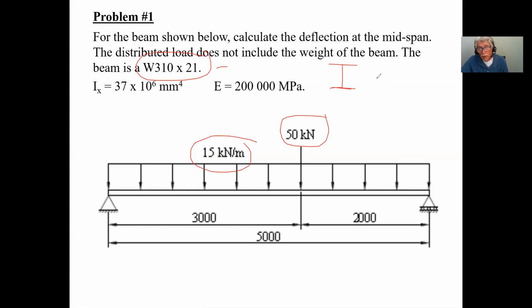We do have other ones called HPs. I won't get into that. And of course, this represents the nominal depth of your member, okay? So in other words, this thing measures approximately 310 millimeters. And this is what the mass per unit length is in metric. In other words, this is 21 kilograms per meter, okay?